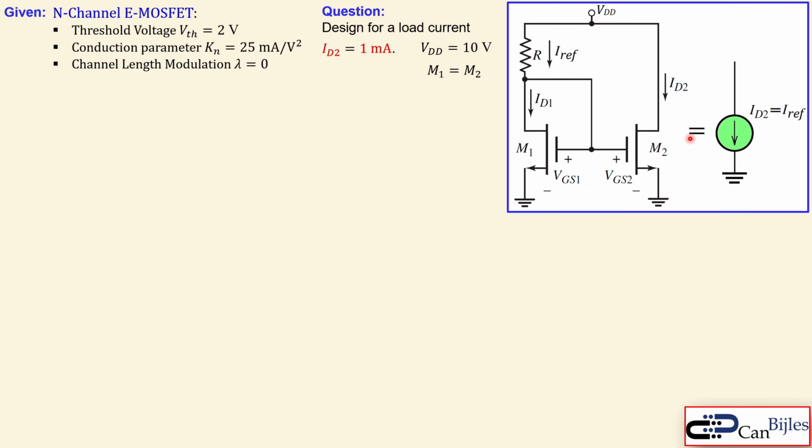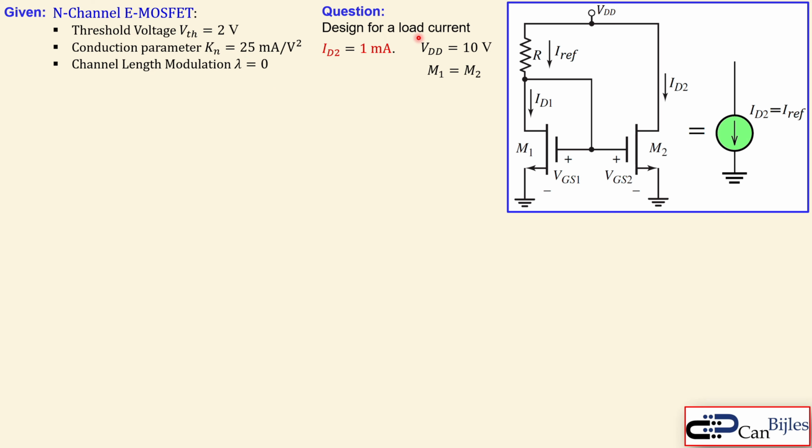So let's look at our circuit. As said before, we have two transistors, M1 and M2. They are the MOSFETs called the N-channel enhancement MOSFET or E-channel MOSFET. The parameters for both of the transistors are the threshold voltage of 2 volts, conduction parameter Kn is here 25 milliamps per square volts, and there is no channel length modulation. So that means lambda is 0.